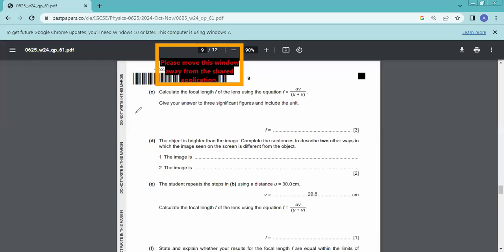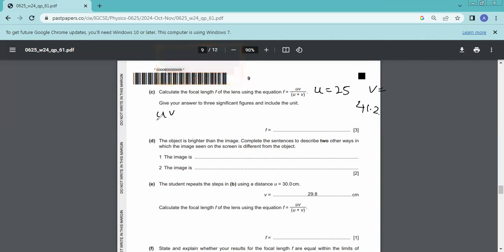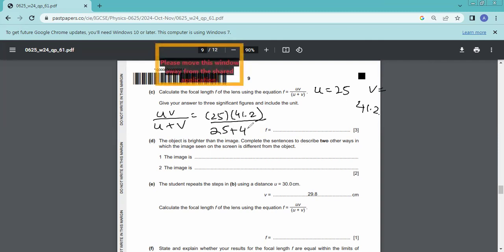Now, we know that the value of u is 25 in this case, and the value of v they have taken is 41.2. Now, we take u times v over u plus v. So it's 25 times 41.2 over 25 plus 41.2. The answer we get is 15.559, and by rounding it to three significant figures, the value is 15.6 centimeters. The unit is centimeter, and the value is still three significant figures.